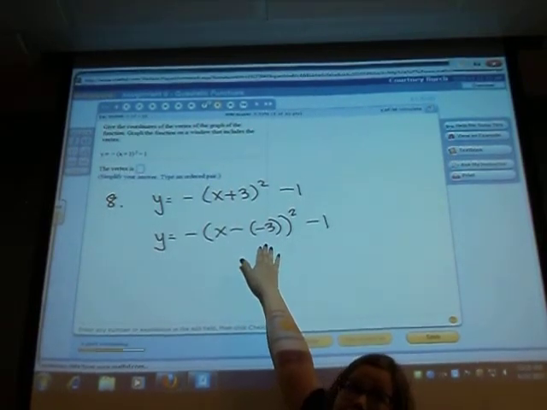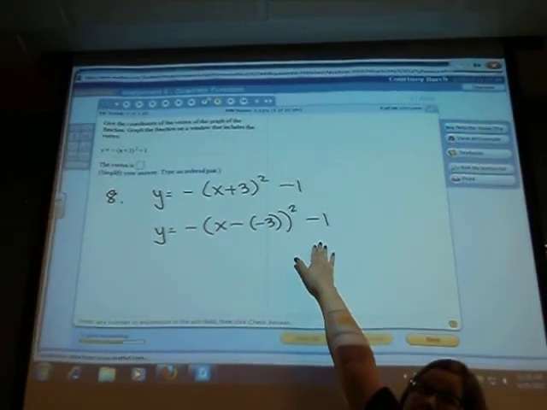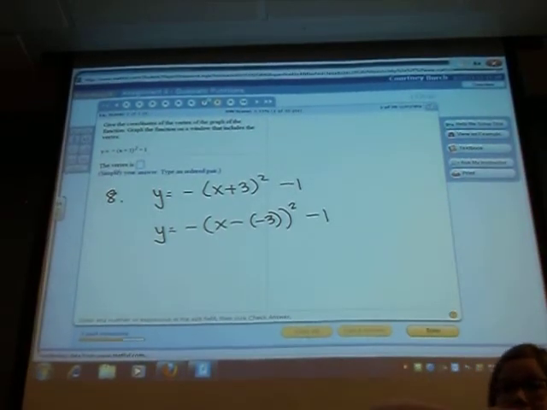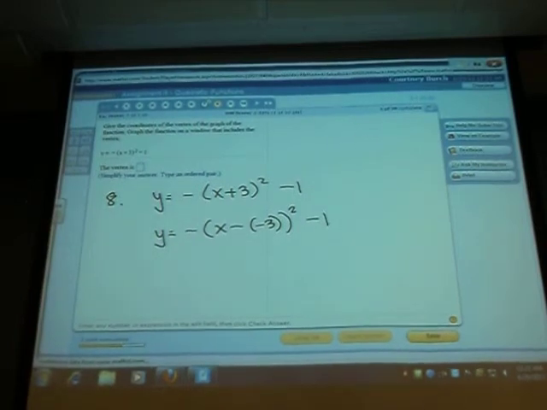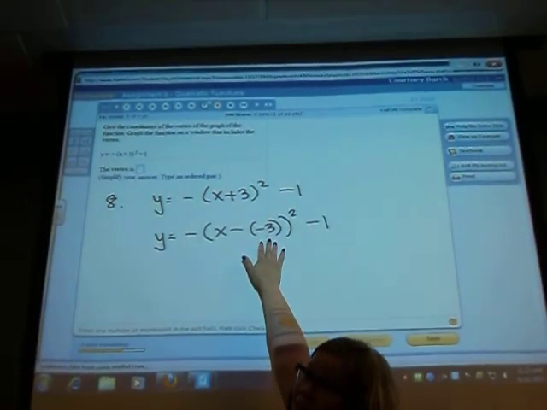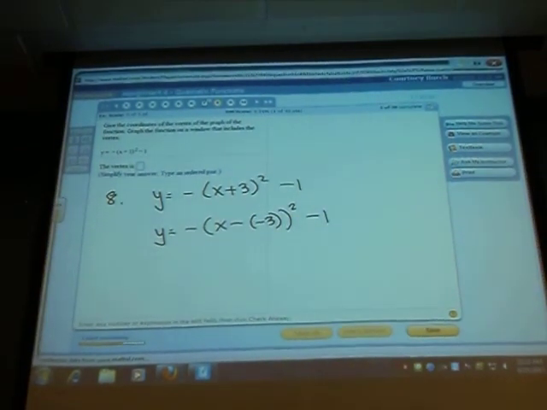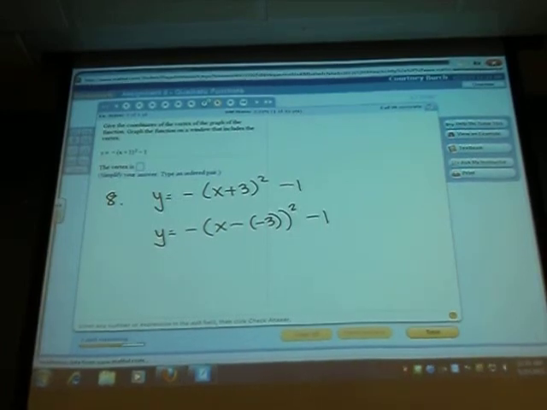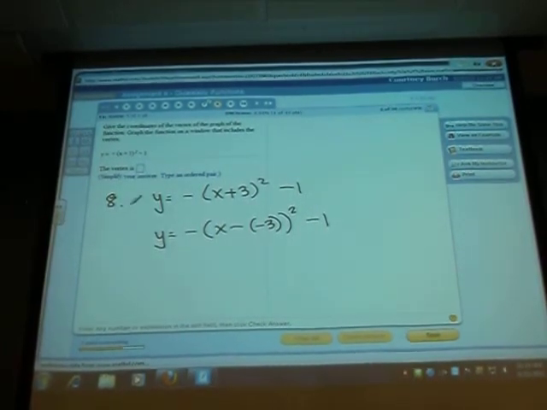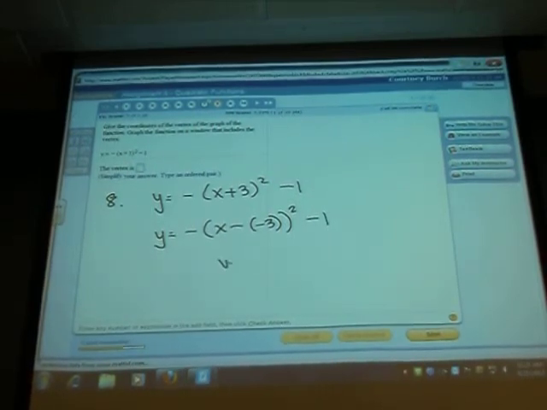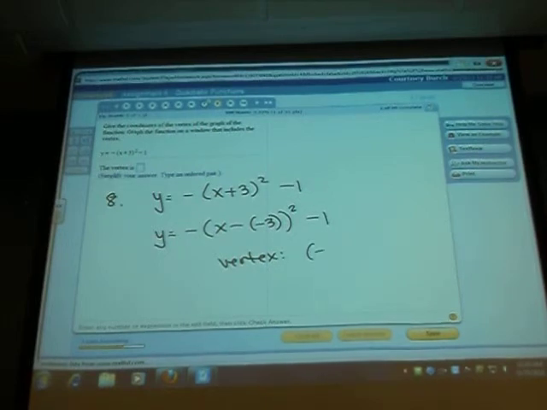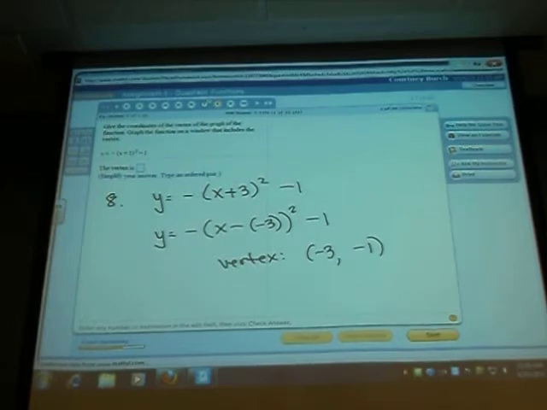So my h would be negative 3, and my k would be negative 1. I've got x minus h would be minus negative 3, and my k would be negative 1. Now, will that h flip over to a positive there? Well, no, I already flipped it. I flipped it from plus 3 to minus negative 3. If it starts out positive, you flip it to a negative, and then you want to keep the negative.